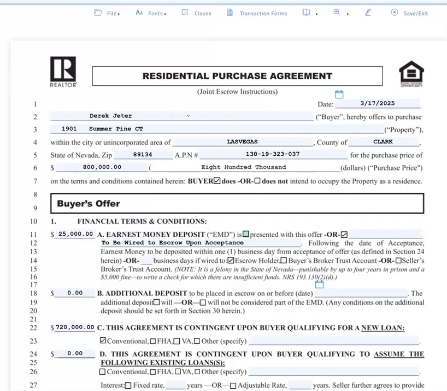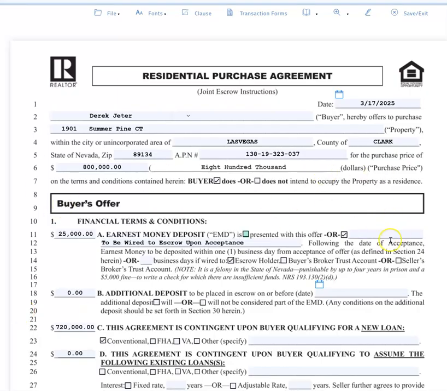Now, you can put more, that makes your offer look stronger, or you can put less, which makes your offer look weaker. Typically, you're going to put the amount that's in MLS. Typically, it's 2% of the purchase price. So, on a $500,000 property, the earnest money deposit might be $10,000. So that gives you a guideline.